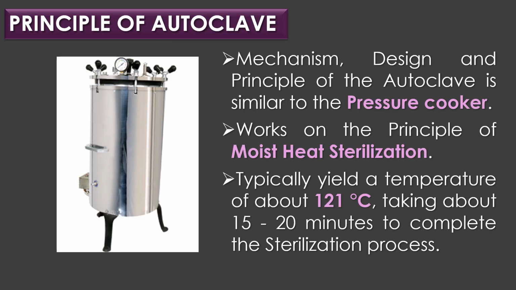Principle of autoclave. The mechanism, design, and principle of the autoclave is similar to the pressure cooker. The autoclave works on the principle of moist heat sterilization. Autoclaves typically yield a temperature of about 121 degrees Celsius, taking about 15 to 20 minutes to complete the sterilization process. However, the autoclave cycle may be adjusted accordingly by the working technician.